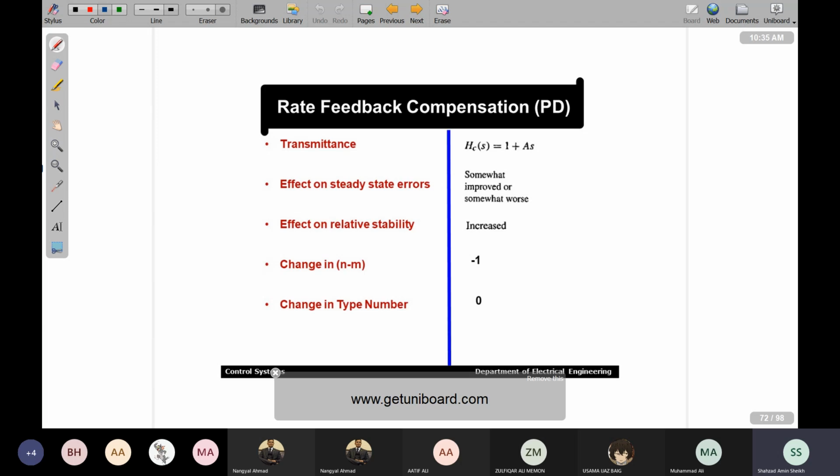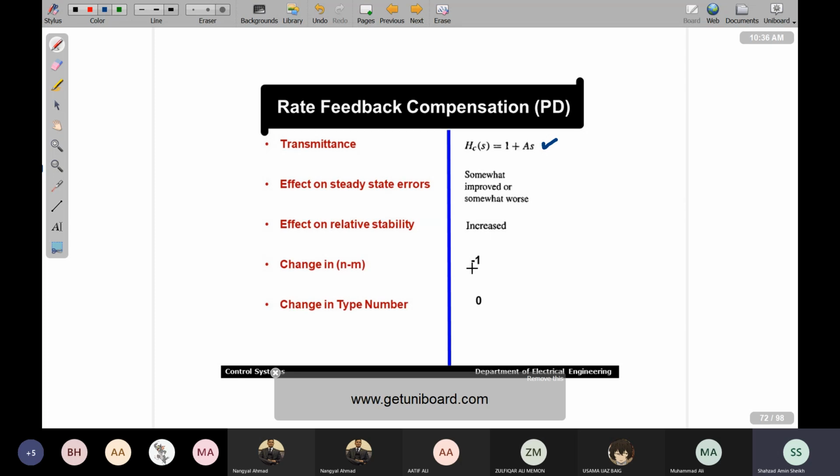So the name of this controller is rate feedback compensator or proportional derivative compensator, and the transmittance is given as 1 plus a s, and this is the effect on the steady state errors, that it may be improved or may be decreased, and relative stability is of course increased because you are introducing a zero with this compensator, and there is a change in n minus m because of one extra zero in the TFS.